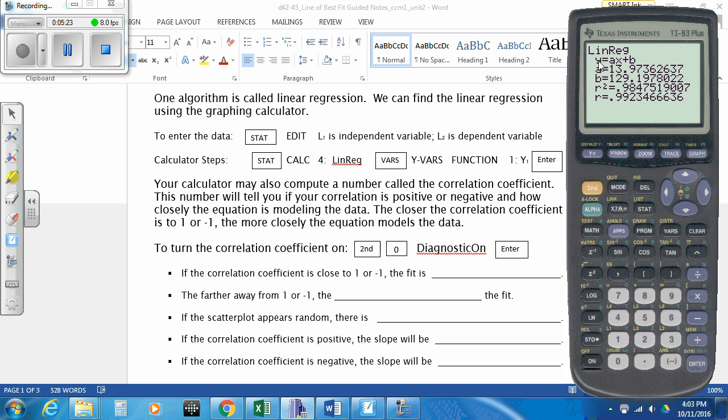a line of regression. So this is y equals mx plus b. Instead of m, they used the letter a. That's okay, no big deal. For their slope, which is a, they have 13.97. For their y-intercept, 129, and then r squared and r. This is going to be your correlation coefficient. Okay. It's very close to 1, which means all your data correlates pretty strongly.